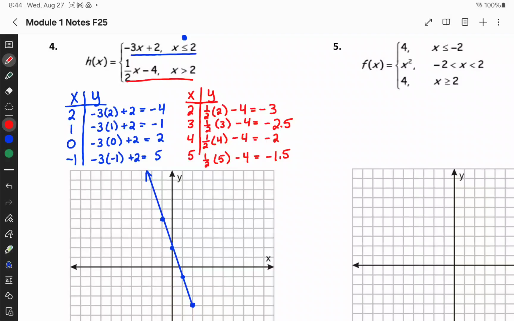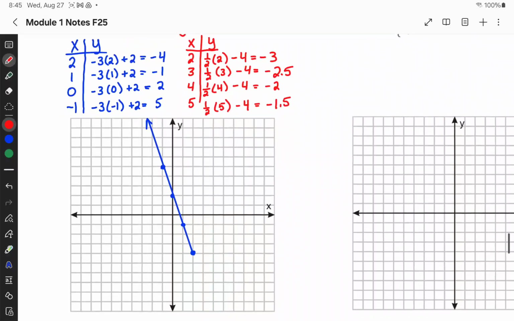Now, once again, when I start to graph these points, I need to be careful about what type of point I'm going to start with. This time, since it is just a greater than sign without the equals to, I'm going to use an open point here. So I'm going to start at 2 comma negative 3, and put an open point at that value. And then I'll graph 3 comma negative 2.5, so halfway right here. Then I'll go to 4, negative 2, so that would be this point right here. And then last, I'll be at 5 and negative 1.5 right here. And then I can simply connect those points, which are this time going up and to the right.